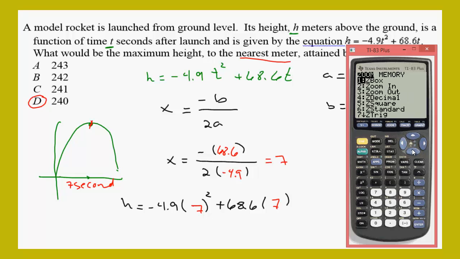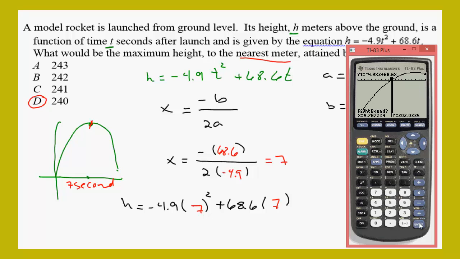You zoom, zoom 0, your answer. Okay, I see there's a maximum here. You go to second trace, max. Where is your left bound? You see the cursor is blinking on the left side. You click enter, and then you move your cursor all the way to the right bound of the maximum. I'm just going to make it here.